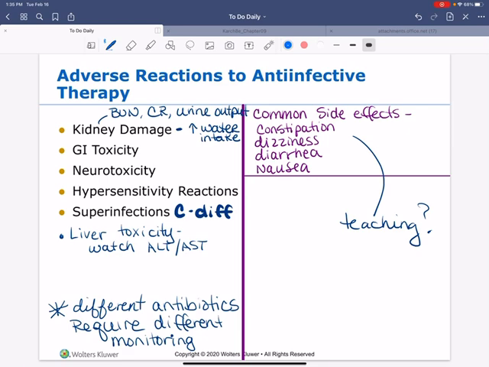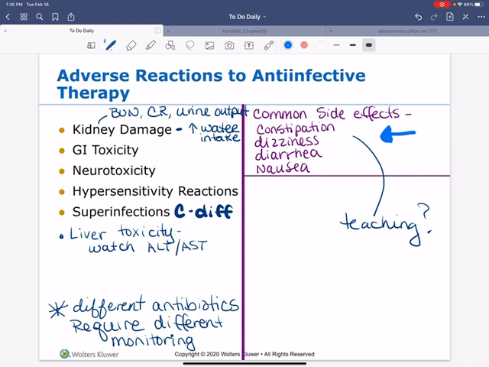All right, so let's talk about adverse reactions to anti-infective therapy. I made some little squares here because I want you to pay attention that there's always going to be side effects. As you probably know, you've picked up an antibiotic and you get the pamphlet and it has 25 to 50 different side effects. It's almost as if, okay, I'm not going to read this, otherwise I'm not going to take it. Most every drug has a side effect of constipation, dizziness, diarrhea, nausea. Those are normal, common side effects with most medications.